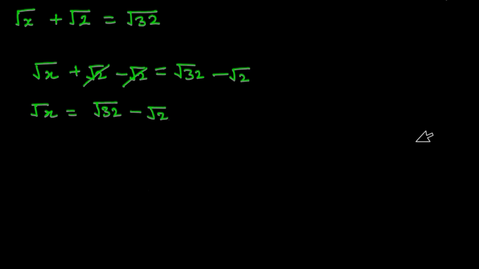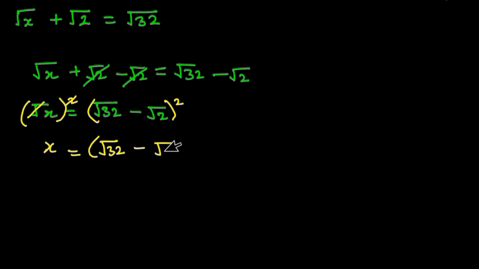Right, so I'm going to square both sides of the equation. So we have square root of x squared is equal to square root of 32 minus square root of 2 squared. So this will take care of this. So we have x is equal to square root of 32 minus square root of 2 all squared.